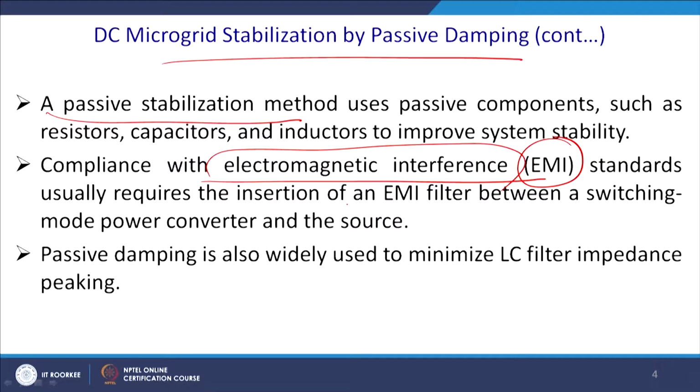So, once you put in passive damping, you may introduce a little more mismatch into the impedance, and thus it may aggravate the cause of the EMI. But you have to keep in mind that ultimately you have to find the optimal solution, and you have to see the standard of the EMI, so that you know whether you have a little flexibility here or not. This EMI standard usually requires the insertion of an EMI filter between the switching power converter and its use. That itself is a big chapter.